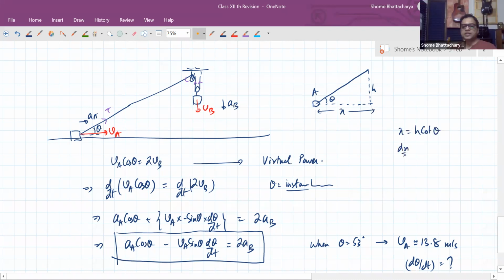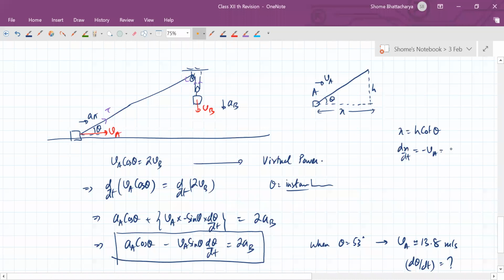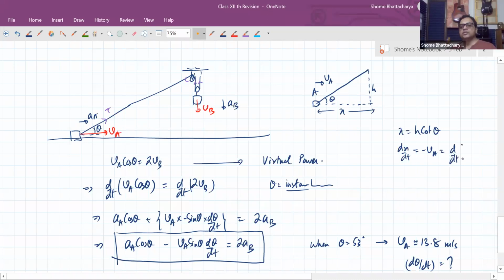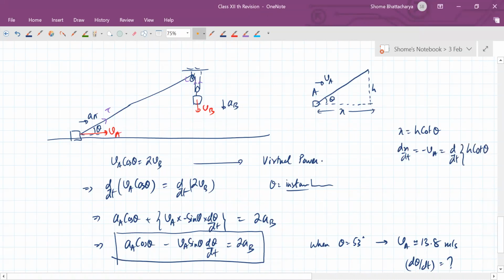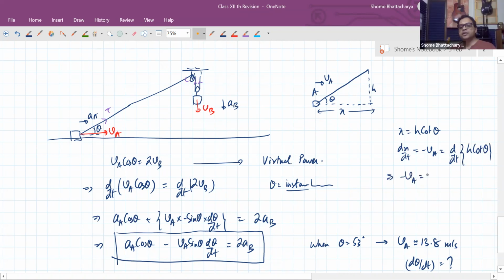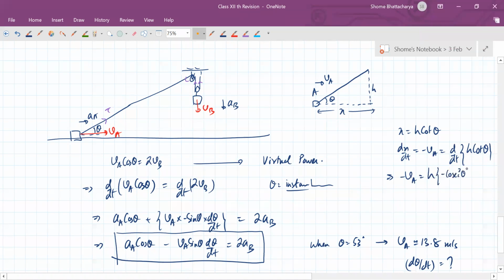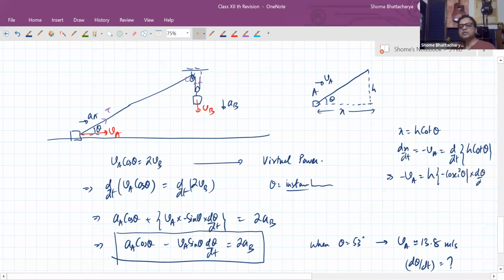So dx by dt, which is actually minus VA, because this is moving in this direction, is equal to the rate of change of h cot theta. So this is my constraint relation, that minus VA is equal to h into the differentiation of cot theta, which is minus cosec square theta into d theta by dt.